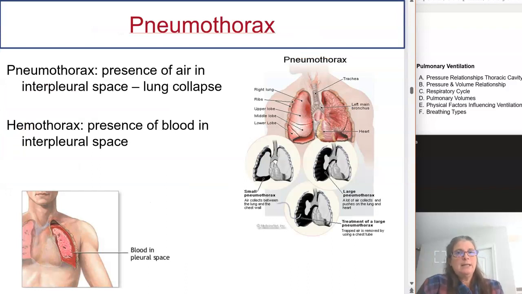So it's very important to maintain these. Well, what kinds of things could do this? Well, if you get air in there, it's called a pneumothorax. We are not going over all the causes, but there's different things that could happen that could open up and again cause the air to move. Or you could have trauma that causes a hemothorax, and that's when you have blood in the space.